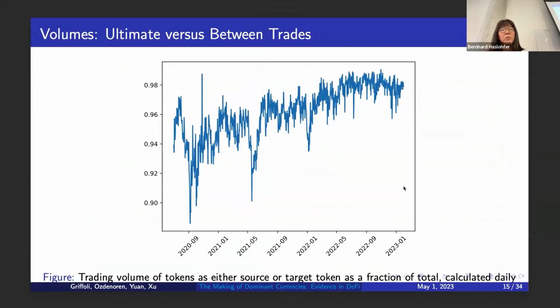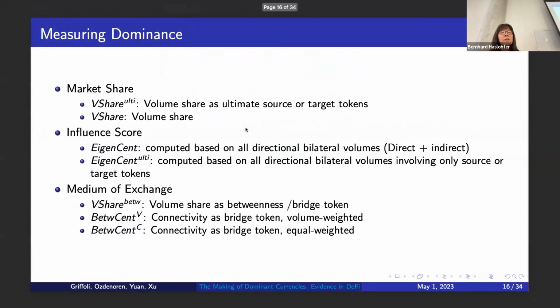In terms of classification between types of trades by volume, remember we categorize trades as betweenness and ultimate. You can see about 10% to as low as 2% are betweenness trades. So how do we measure dominance? We can just use the simple market share. This is basically the first graph we showed you in international trade and the financial system, the share of all the different currencies. We can do the same. We look at the volume share of ultimate source tokens, based on the ultimate volume or the total volume.